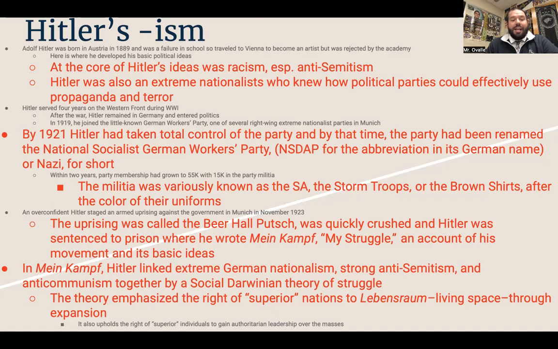Test question. In Mein Kampf, Hitler will link extreme German nationalism and strong anti-Semitism and anti-communism together by a social Darwinian theory of struggle. The theory emphasized the right of superior nations to Lebensraum, living space, through expansion. It also upheld the right of superior individuals to gain authoritarian leadership over the masses. So many terms just jam-packed into this slide.